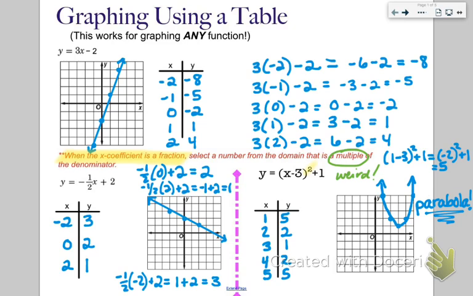One thing that I would like you to do right now is please draw a heart next to the word table at the top of this slide where it says graphing using a table. Draw a nice heart for me next to the word table.